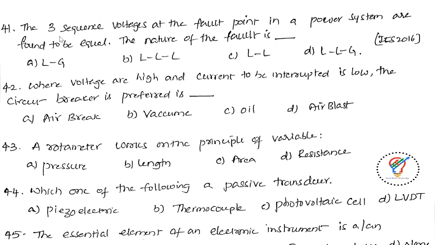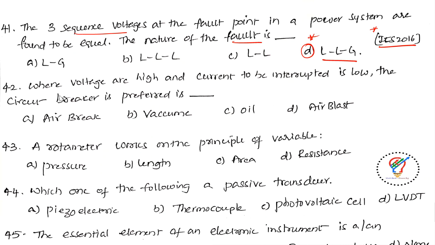And the next one, the three sequence voltages at the fault point in a power system are found to be equal. The nature of the fault is, so here the three sequence voltages, positive sequence, negative sequence and zero sequence, are found to be equal values. In which type of fault does this happen? As we know, the answer is a double line to ground fault, and this question was asked in IES 2016. So this is a repeated question.